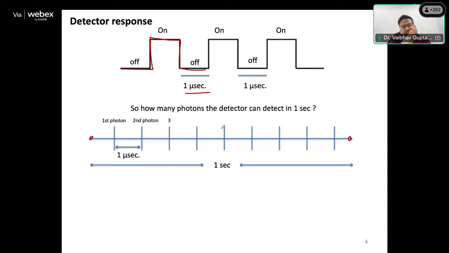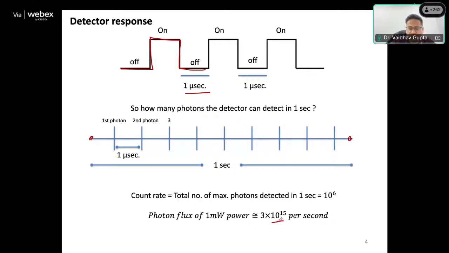So within a second, maximum number of photons this detector can detect is 10 to the power 6 photons, right? Because every microsecond this detector is off and then it's on for 1 microsecond, and within a microsecond you can have maximum 10 to the power 6 photon. So that is the count rate of this detector. I told you previously also, how many photons are actually coming in a typical laser diode? What we purchase is 10 to the power 15. So we have 10 to the power 15 photons which is coming, but the detector is only able to detect 10 to the power 6 photon. So it has a dead time.